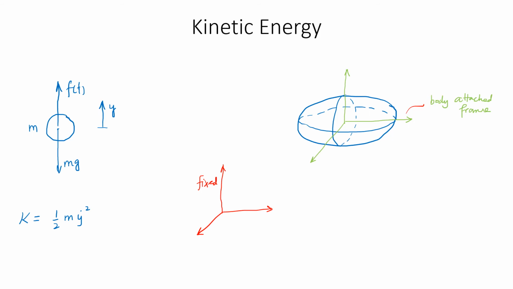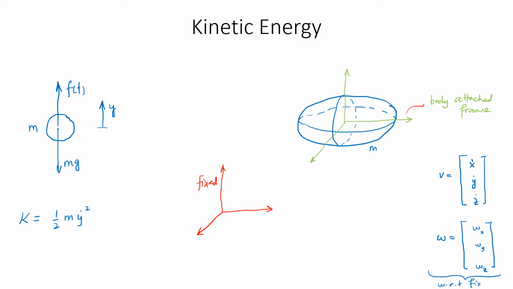And if this body having a mass m is moving in 3D space, it is going to have the linear velocity having 3 components in it, like x dot, y dot, and z dot. And it is going to have an angular velocity vector as well, which is going to have 3 components as well, omega x, omega y, and omega z. And these are going to be with respect to the fixed inertial frame.